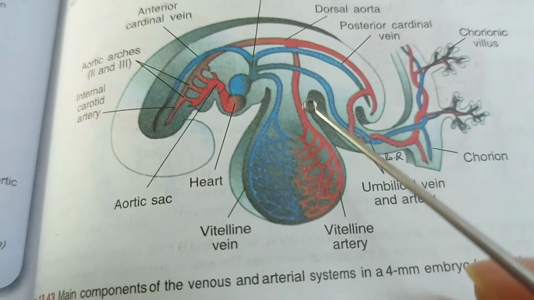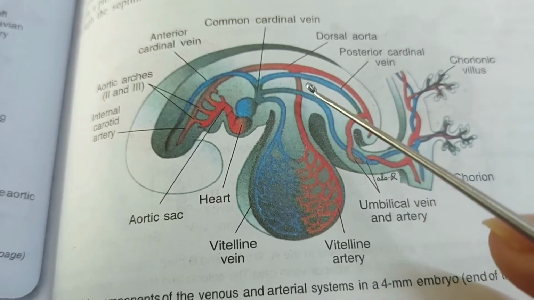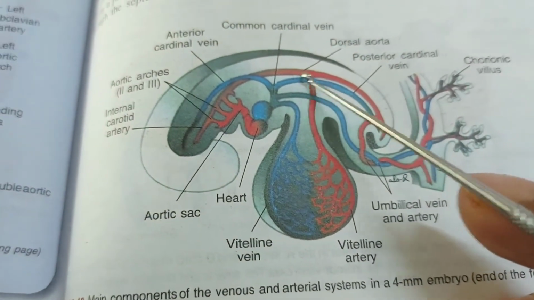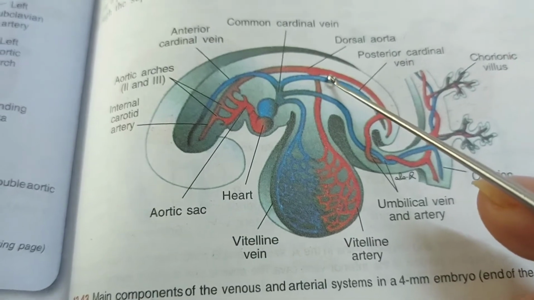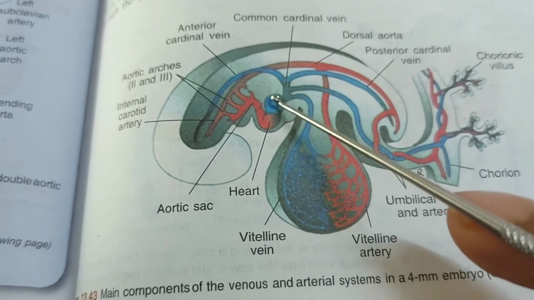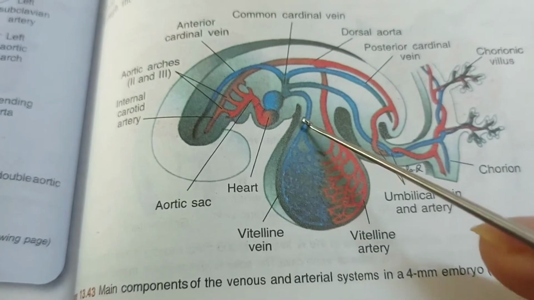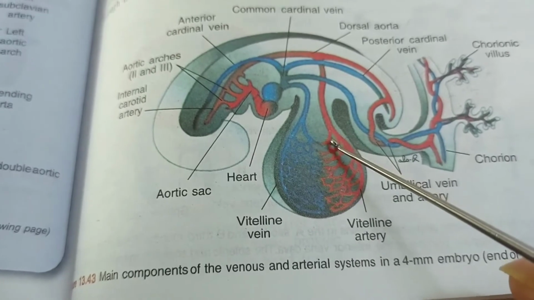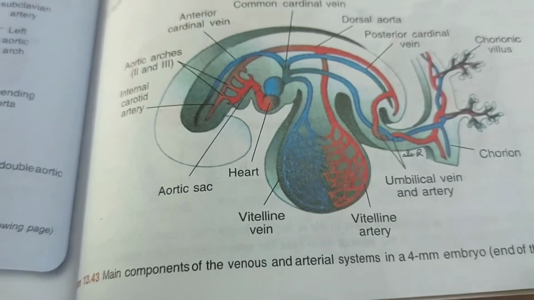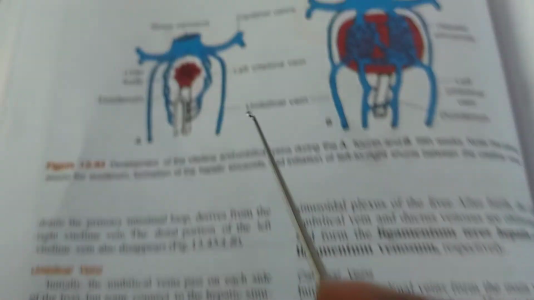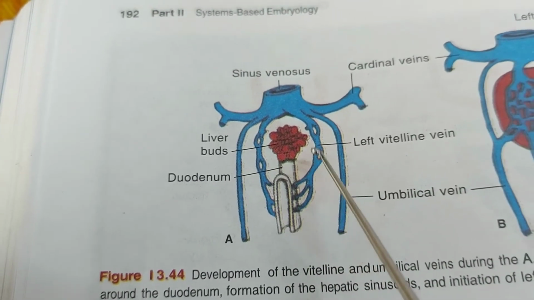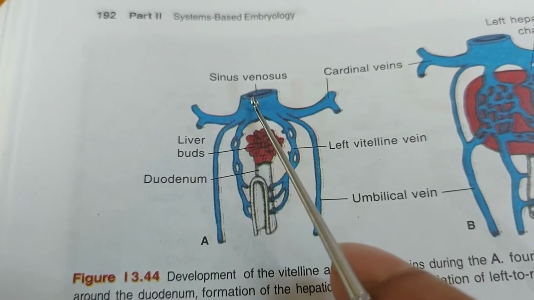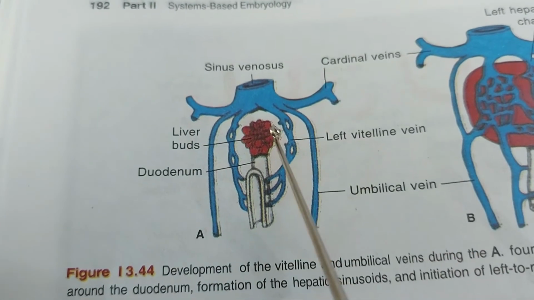In the embryo, we can see three types of veins. One is the vitelline, another is the umbilical, and the cardinal vein of the embryo. All these veins drain into the primitive heart. The vitelline vein is the part of the venous system of the embryo that drains the primitive gut tube. Here we see a close-up view of these three venous systems of the embryo. Here is the vitelline vein, here is the umbilical vein, and here is the cardinal vein. All these enter into this sinus venosus.